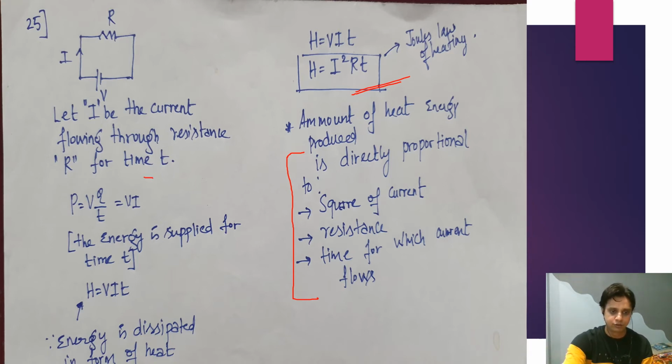But before that, if you can show that P is equal to VI and replace I as Q by T, and since the power is for time T, we can convert it to energy and say that H is equal to VIT, because most of the energy is being dissipated in the form of heat.